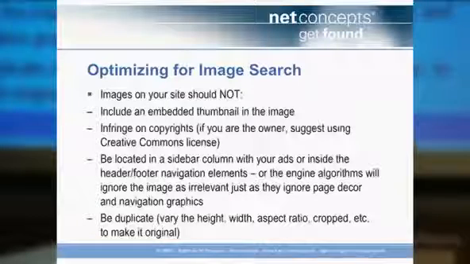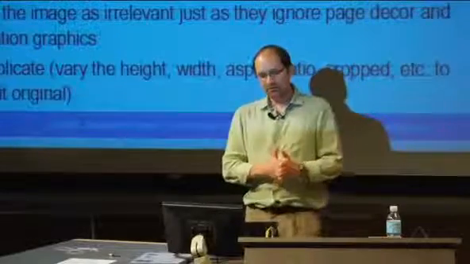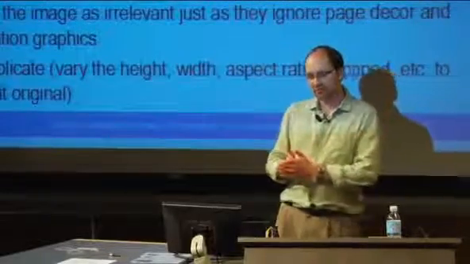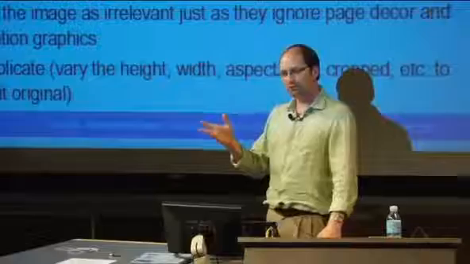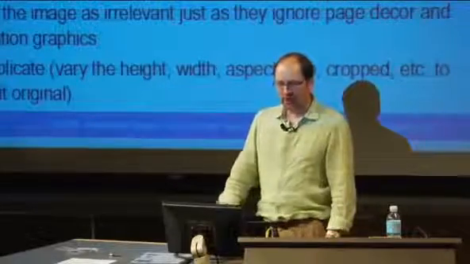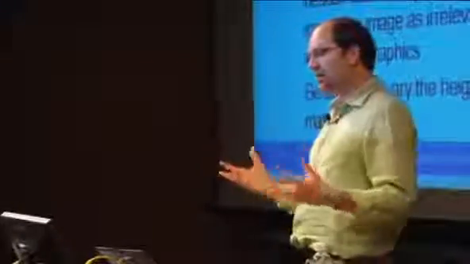All right, images on your site should not include an embedded thumbnail in the image. You can do that in Photoshop, and I would not do that. You shouldn't infringe on copyrights, obviously. There's a lot of Creative Commons licensed imagery that's great, and a lot of folks, bloggers and so forth, will search specifically for Creative Commons licensed content. So they'll go to Flickr and do an advanced search, or they'll use Yahoo Creative Commons search or the Creative Commons search at the Creative Commons site to find great content. If you're the owner and you make your content Creative Commons licensed, a lot of people will use that.